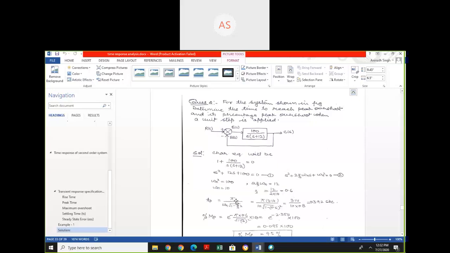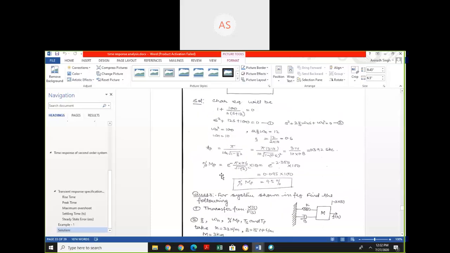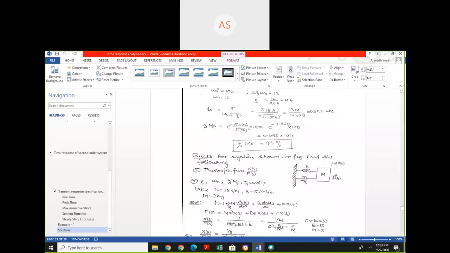Tp is given by this expression, pi by omega n under root 1 minus zeta squared. Substitute the value of omega n and zeta, then you calculate the value of Tp. Similarly, substituting the value of zeta in this expression, you get the value of percentage peak overshoot, which is 9.5% in this figure.